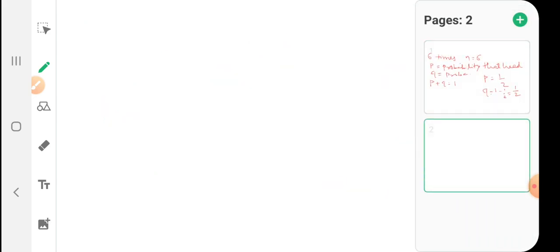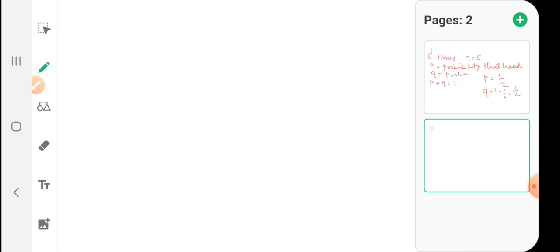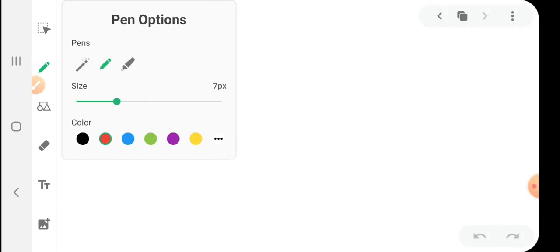Let's move to the next part. Here you have understood Q is 1 by 2 and P is also 1 by 2. Now the second part, in this second part we have to solve the problem. What is our first one?